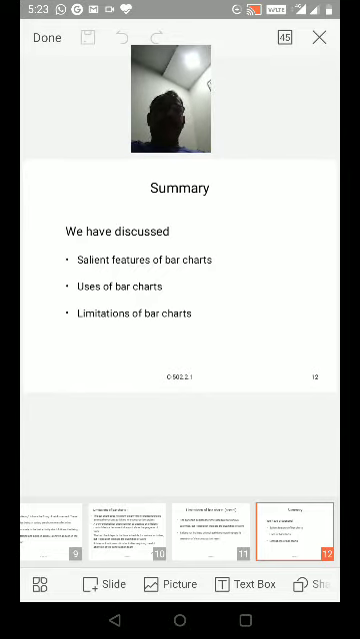We have discussed salient features of bar charts. Uses of bar charts we have not discussed yet, of course. Some of the uses you may discuss now.